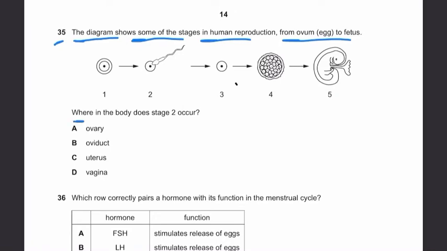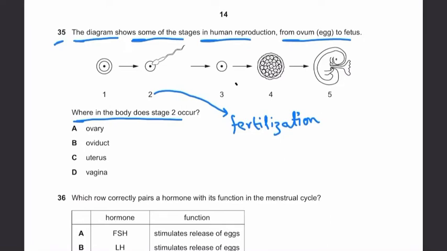Where in the body does stage 2 occur? So guys, stage 2 over here is fertilization, where the sperm fuses with the ovum. You guys should know that fertilization occurs in the female reproductive system. And where in the female reproductive system exactly?